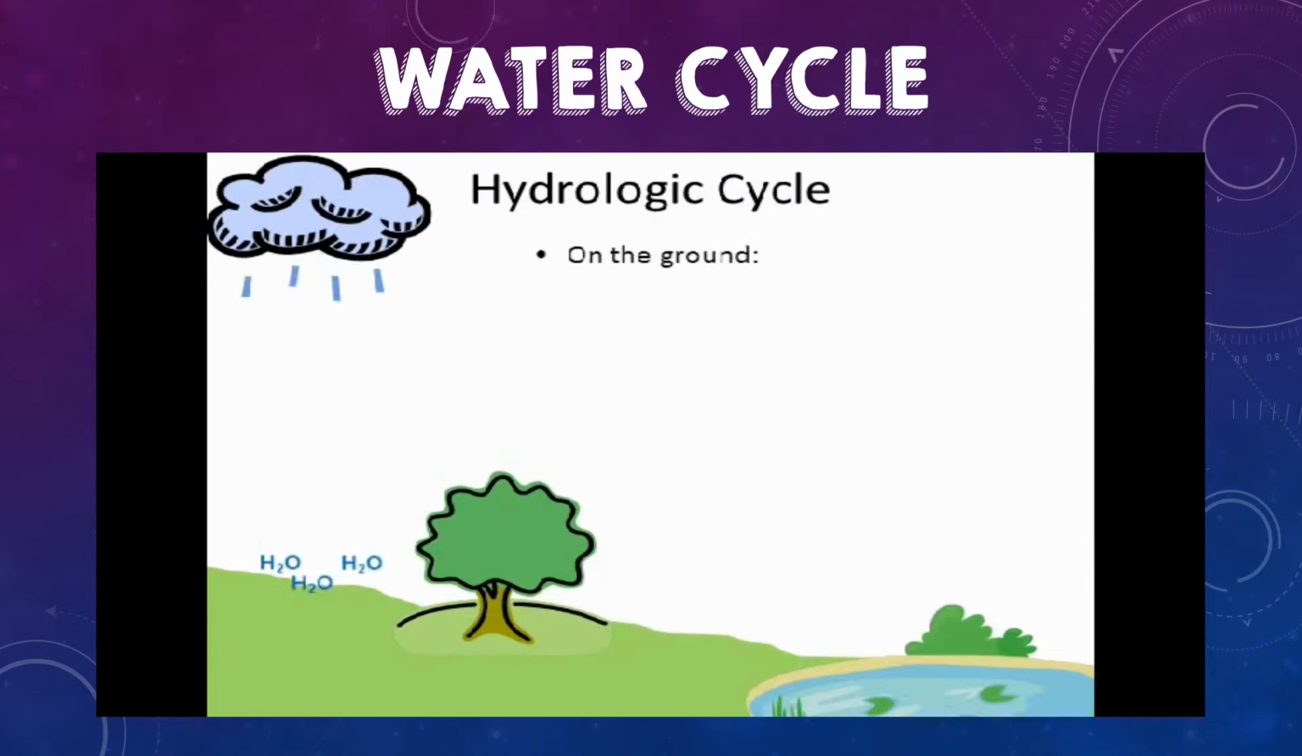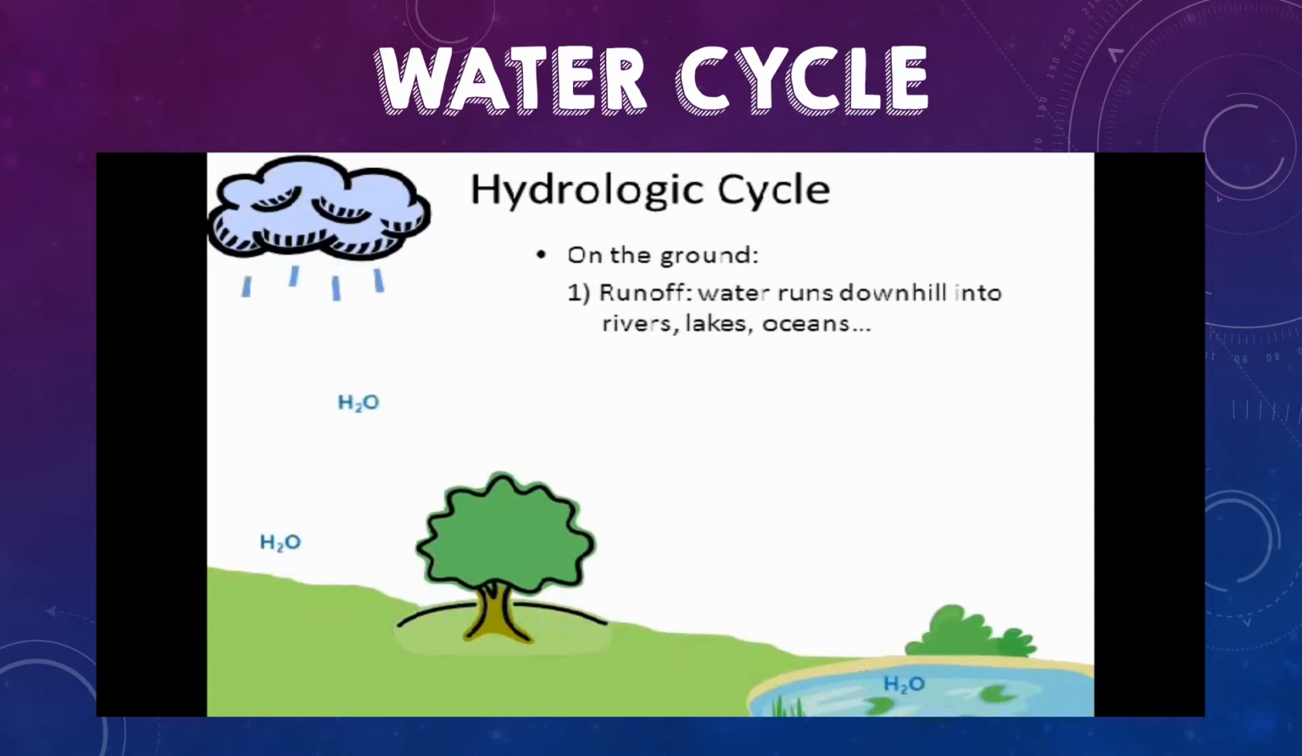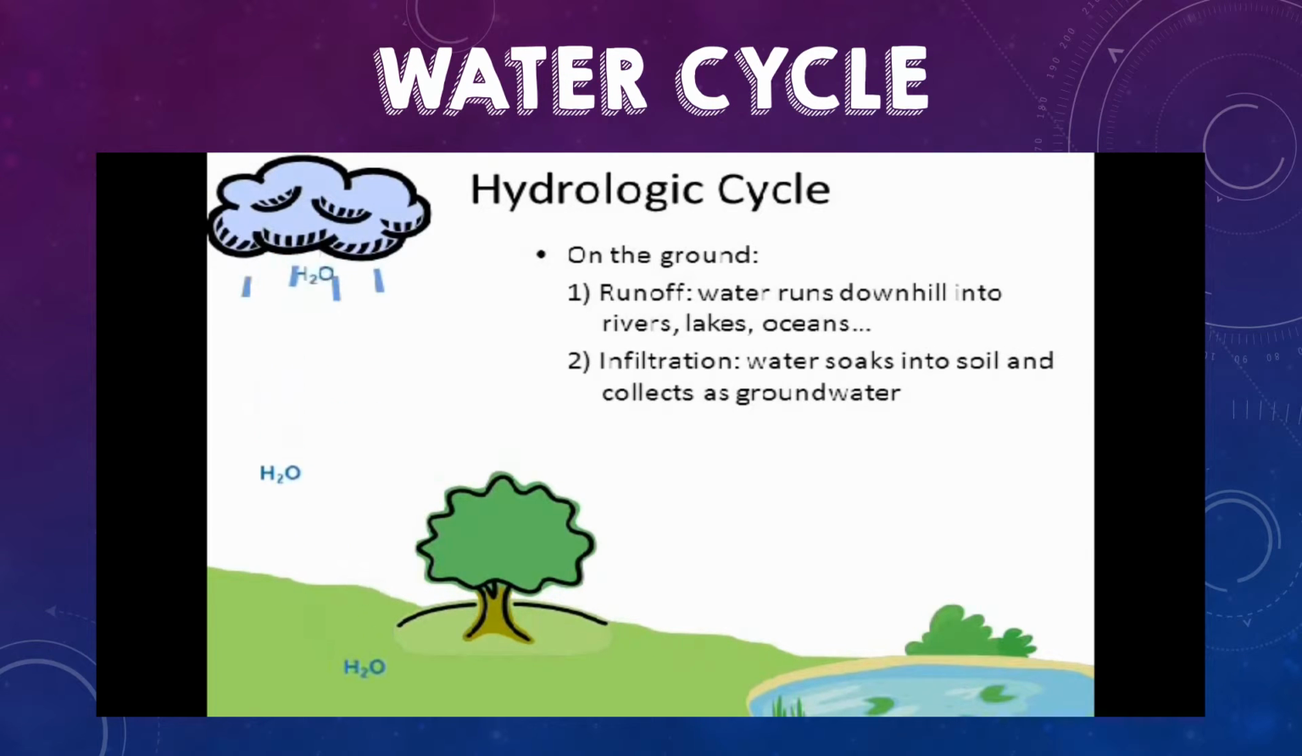Once water is on the ground because of precipitation, one of two things will happen. Either it will run off downhill, and runoff is simply when water runs downhill into a river, into a lake, into an ocean, or the water will soak into the soil, and we call that infiltration. When water soaks into the soil, it begins to collect underground in a big pool of water called groundwater. And that's where a lot of the world gets its drinking water from.